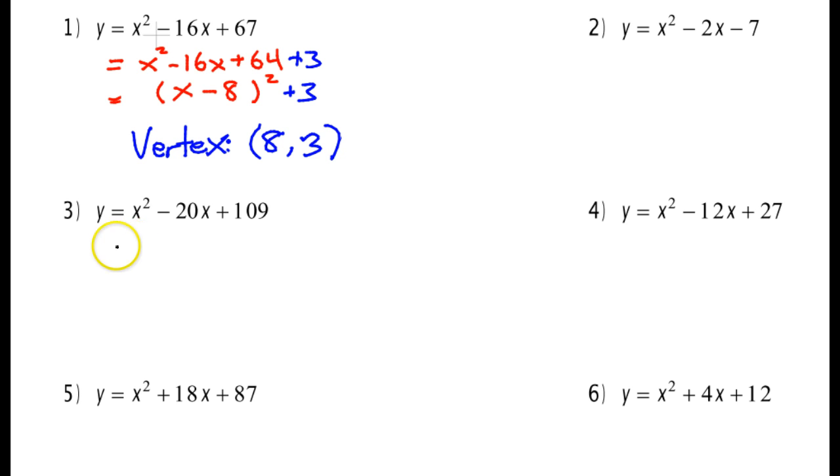All right, so let's try 3. What number would you like to have here? What would be a good number? 100, right? Half of negative 20, negative 10, negative 10 squared is 100. So we can rewrite this as x squared minus 20x plus 100, and then what? Plus 9. Yeah, to make it equal to the 109. Because these have to be equal, they have to be the same.